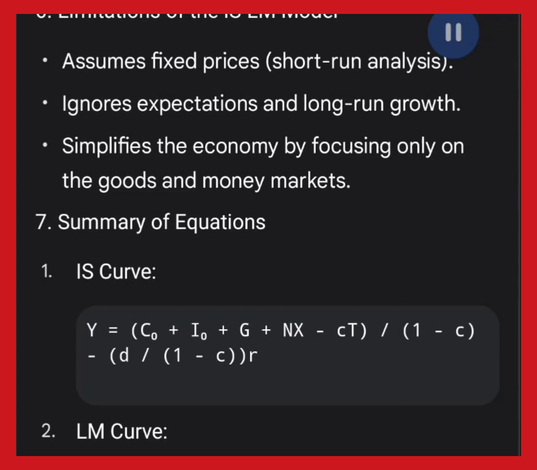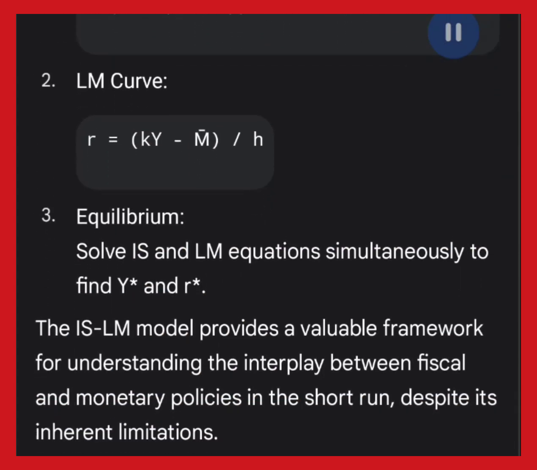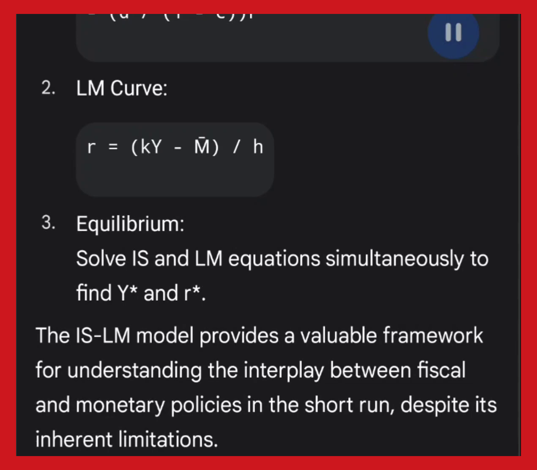1. IS curve. Y equals (C0 plus I0 plus G plus NX minus cT) divided by (1 minus c), minus d divided by (1 minus c) times R. 2. LM curve. R equals (kY minus M-bar) divided by h. 3. Equilibrium. Solve IS and LM equations simultaneously to find Y and R. The ISLM model provides a valuable framework for understanding the interplay between fiscal and monetary policies in the short run, despite its inherent limitations.